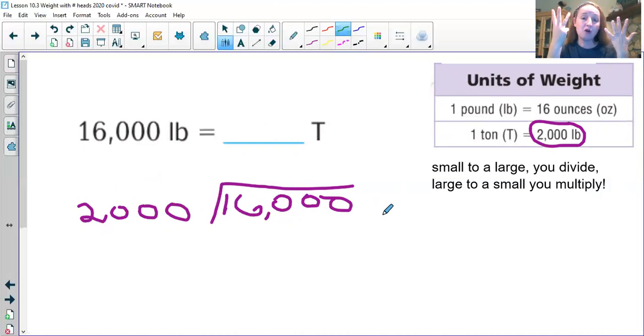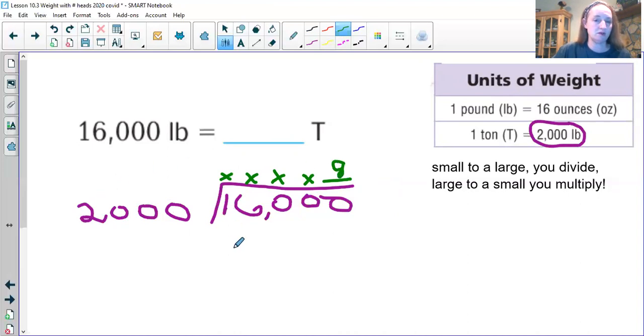Now, I know my product is 8. Okay, it's not 80, it's not 800, and it's not 8,000. And I know it's only 8 because watch, can 2,000 go into 1? No. Can it go into the number 16? No. Can it go into 160? No. Can it go into 1,600? Believe it or not, no, that's still smaller. So I know I'm going to start my quotient right there in the ones place. And I know 8 times 2 is 16. So that lets me know 8 times 2,000 would be 16,000. So you would say 16,000 pounds would just be 8 tons.